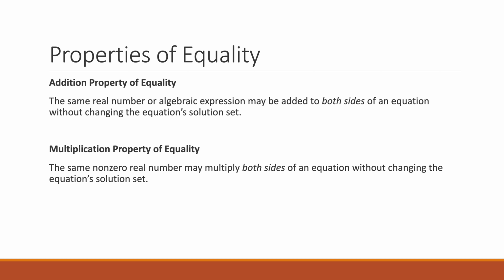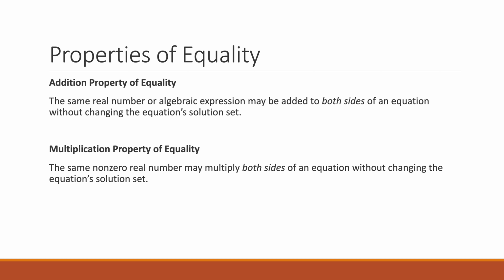Now, here's the fancy sort of stuff. The addition of the properties of equality. This is the kind of thing that you read in a jargon book for math, for people who are math geeks or mathematically inclined, if you would say. Addition property of equality: the same real number or algebraic expression may be added to both sides without changing the equality. We did this when we said that an equation's like a scale. As long as you add the same thing to both sides, the scale stays balanced.